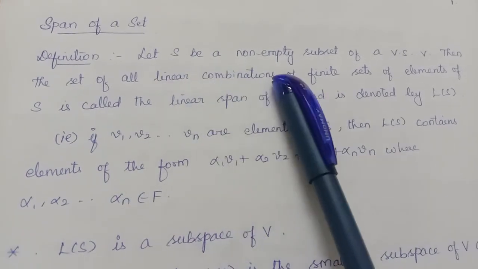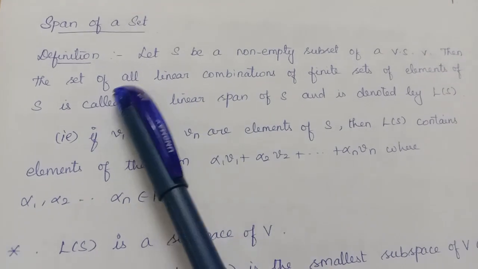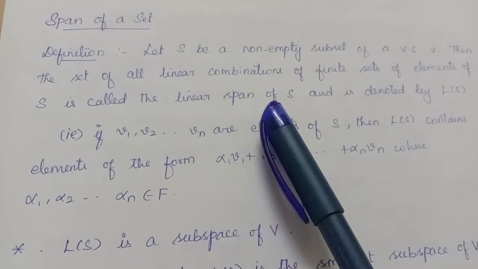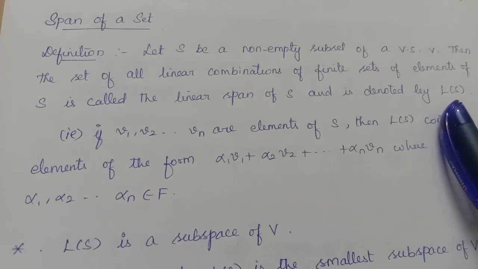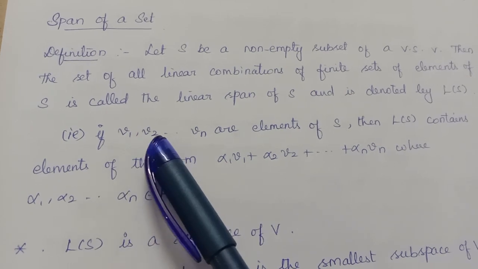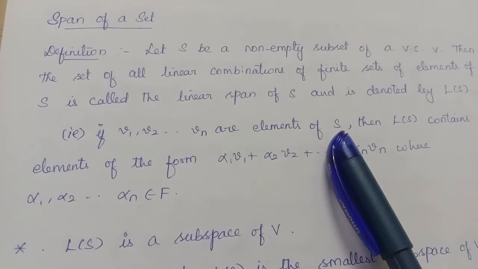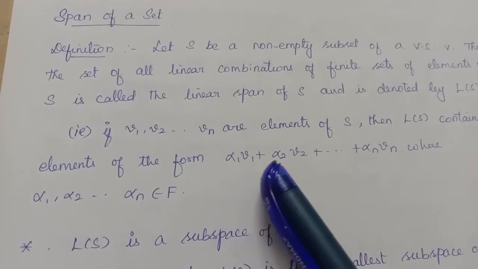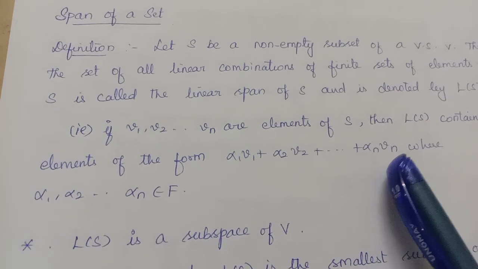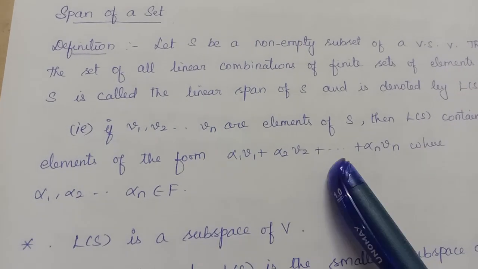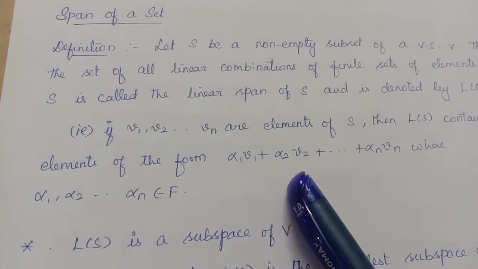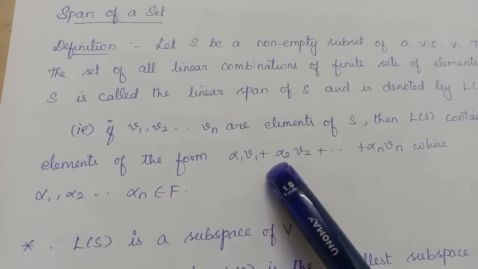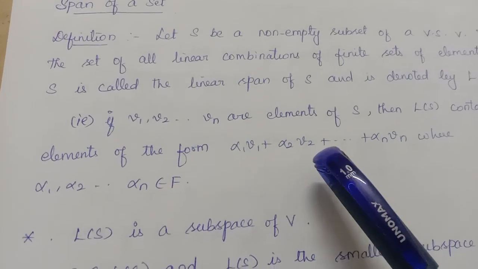Suppose S is a non-empty subset of a vector space V, then the set of all linear combinations of elements of S is called linear span and it is denoted by L of S. That is, if we have v1, v2, etc., vn as elements of S, then L of S will contain the linear combinations of the form alpha 1 v1 plus alpha 2 v2 plus etc. alpha n vn, where these alphas are taken from the field. Okay, they are scalars. So span is nothing but linear combination of vectors and scalars. This is called span of a set.